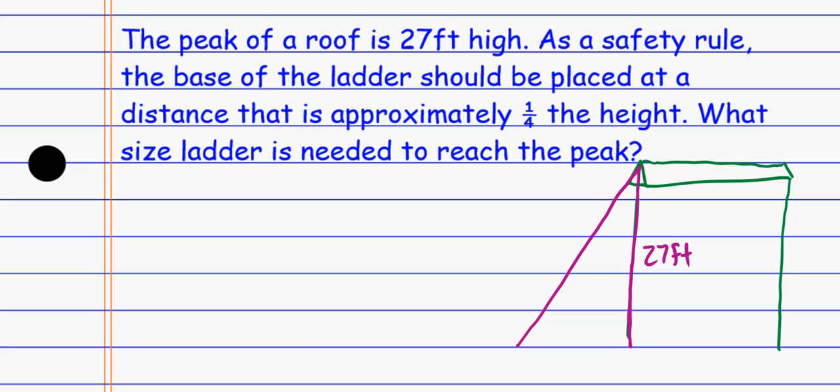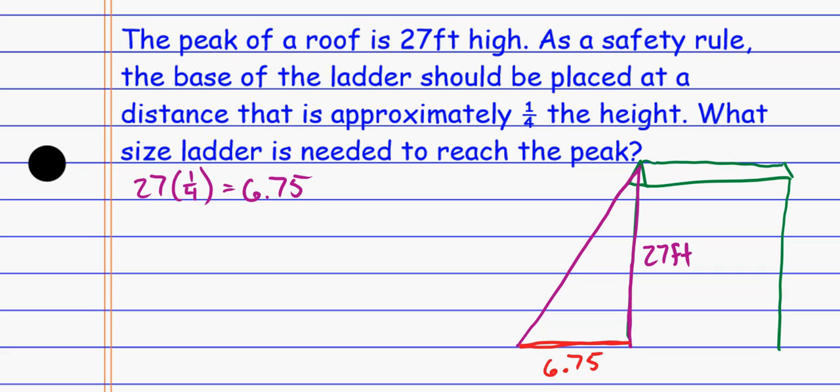They also give me some information about what this distance down here should be. It says I should place the base of the ladder 1/4 of whatever the height happens to be, okay? So that's a general safety rule that'll keep the ladder from sliding out from under us and keep it pretty stable. So to find that distance down there, I'm just going to take this 27 times 1/4. And really, that's the same thing as dividing by 4. It gives me a 6.75. That's how far away the base of the ladder should be as a kind of safety precaution.